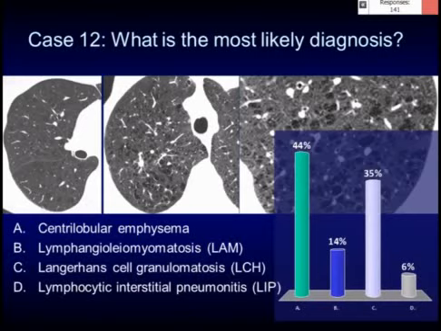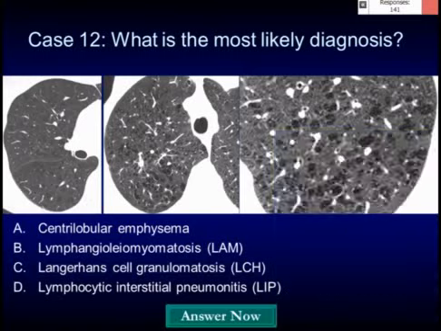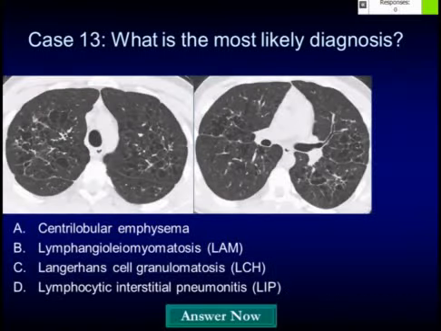Langerhans cell histiocytosis or granulomatosis, you would actually have a perceptible wall, and the central lobular core is eccentric or pushed against the wall, and that is not the case here. So this is central lobular emphysema. How about this? Go ahead and vote.